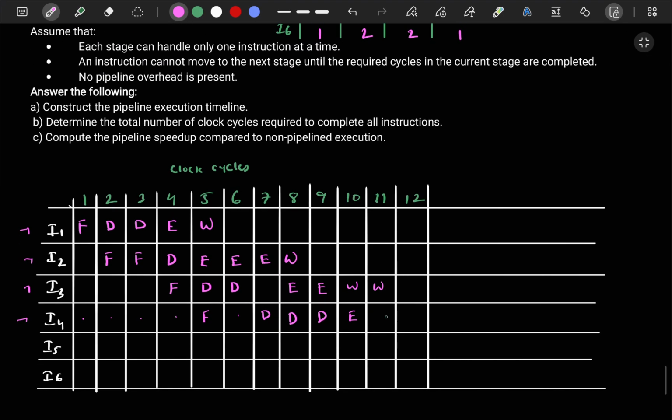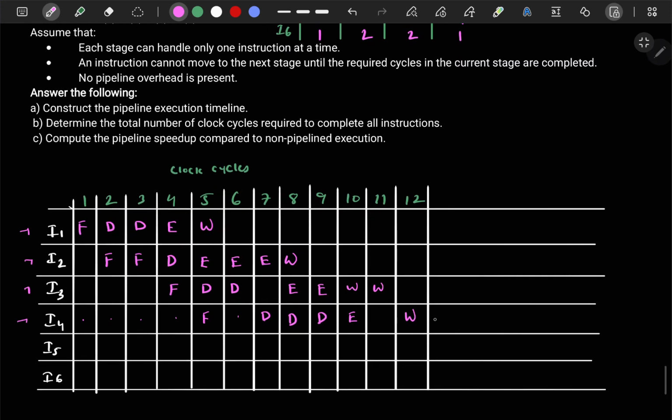And for write back, can I start write back from here, the 11th clock cycle? No, because I3 is utilizing write back. So you have to start from here, and write back is taking 2 clock cycles. So you need one more column. This is how, while solving, you will understand that you have to add one more column, for 13. I think you will require a few more, so we will add a few more, then we will try to solve.